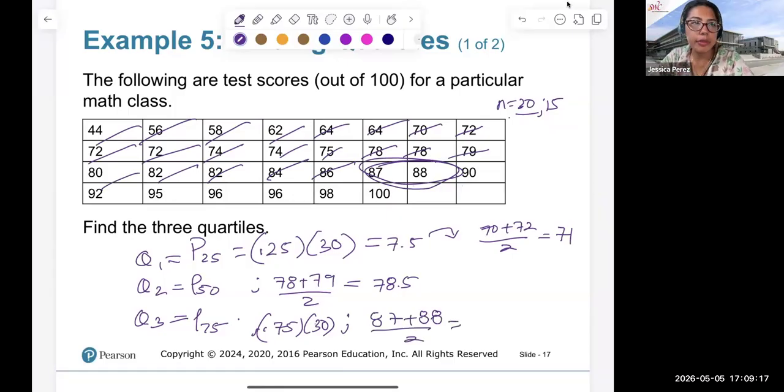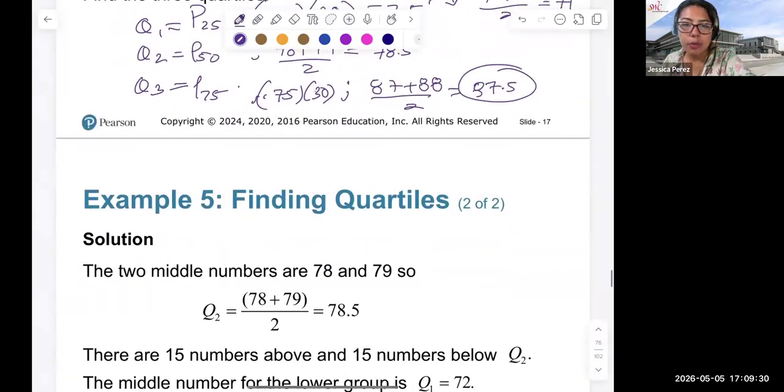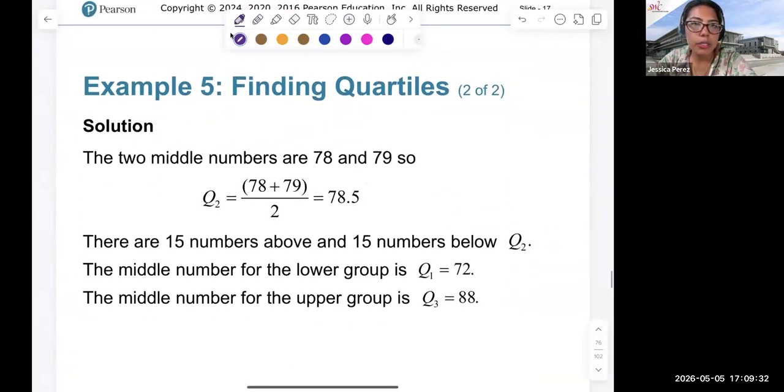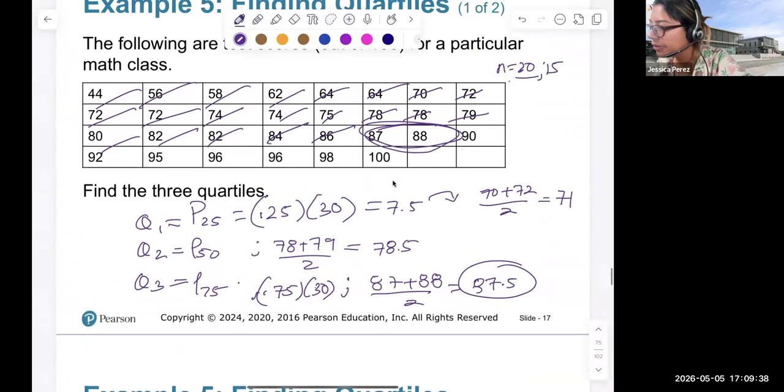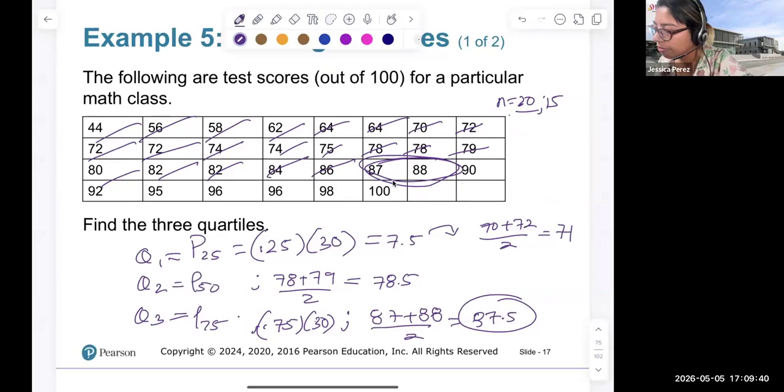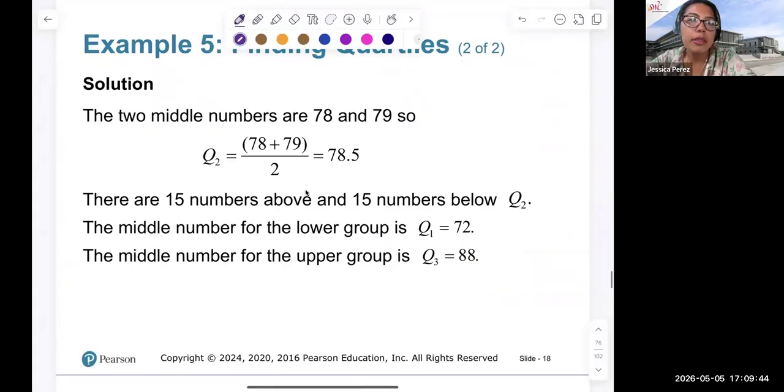So then we have the sum between 88 plus 87. That's 175. So it's 175 over 2, which is 87.5. So then we would have to find our quartile. So we found quartile 2, which is the middle numbers, 78 and 79, which is 78.5. So that was quartile 2. And then the 15 numbers, it was 72 and 88.